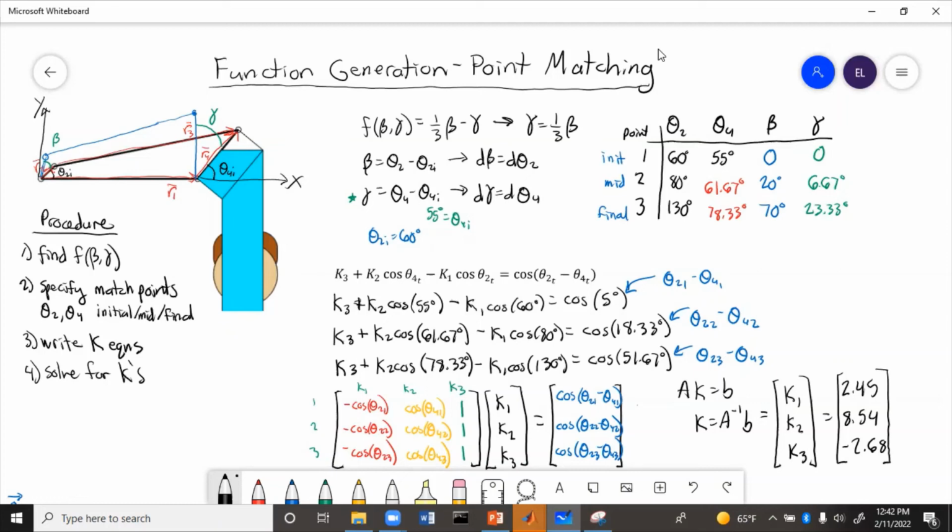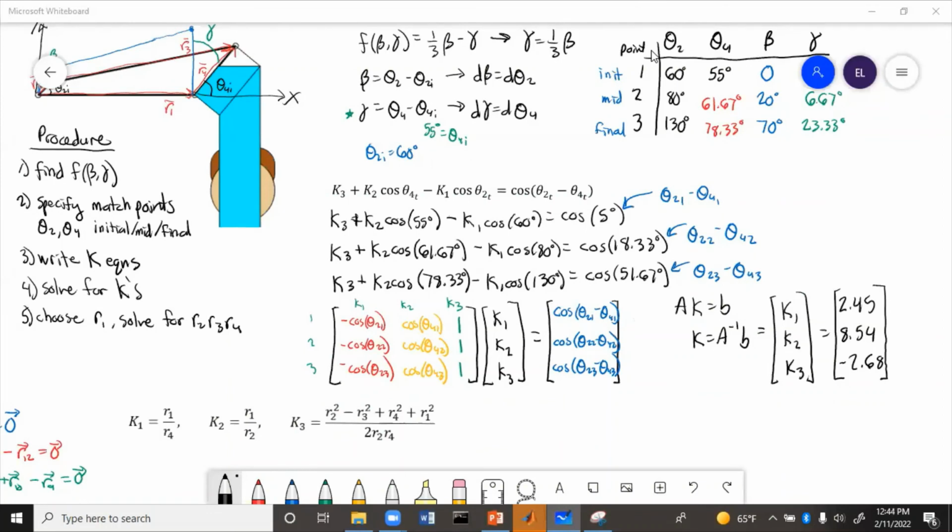And then the last thing we need to do is choose a value for the ground link and then solve for the lengths of the other two links. So these down here are the K equations. So we can solve K1 equation for R4. First, let's choose an R1, say R1 equals 10. So if we solve K1 for R4, then we'll get R4 equals 4.09. And then we need to solve the second one for R2. R2 equals 1.17. And then finally, we can solve this last one for R3. R3 equals 11.99. And units don't matter here because this is scale invariant.